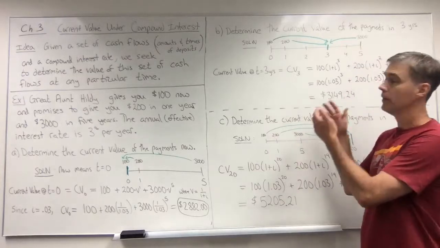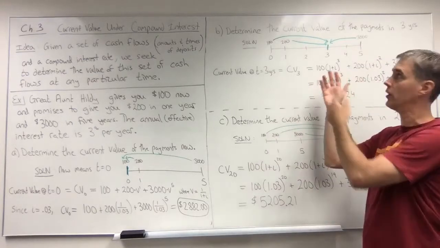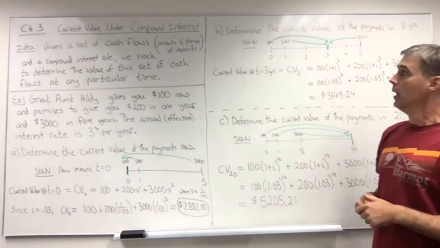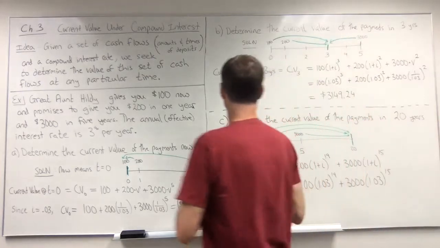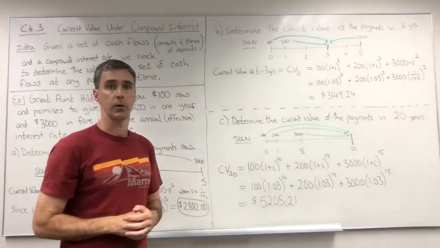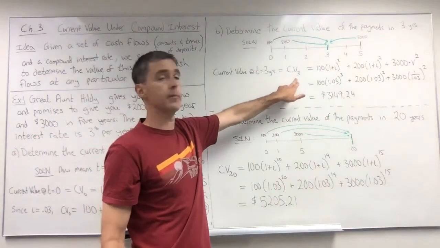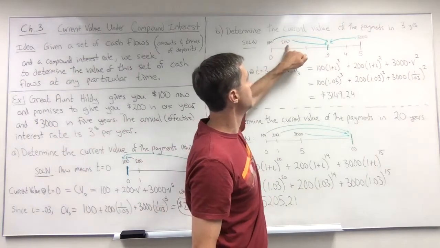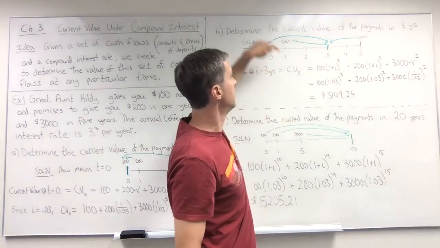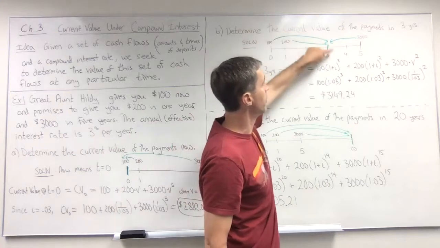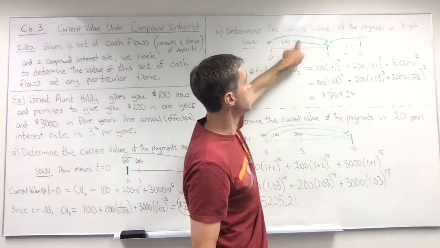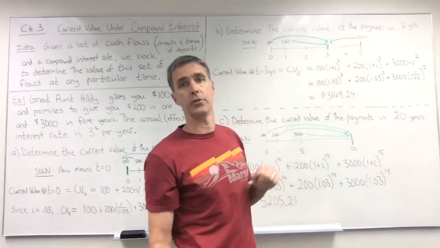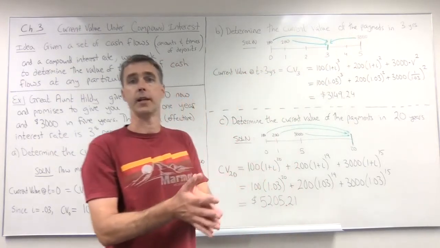All right, now, same exact set of cash flows: $100 at 0, $200 at 1, $3,000 at 5. But now I'd like to know the current value at time 3 years. So I'd like to know CV sub 3. So 3 is my target, and I need to move each of these piles of money to time 3. So $100 has got to be pushed forward 3 years. The $200 has to be pushed forward 2 years, and the $3,000 has to be dragged back 2 years. So they're all sitting at the same time.